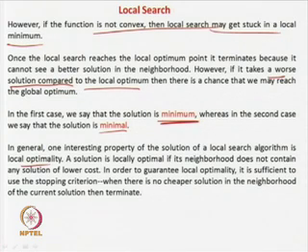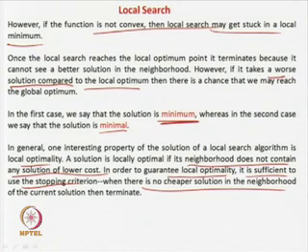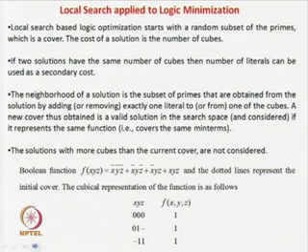A solution is locally optimal if its neighborhood does not contain a solution of lower cost. In order to guarantee local optimality, it is sufficient to use the stopping criterion where no cheaper solution exists in the neighborhood. As I told you, there are different types of stopping criteria. One is that you define a neighborhood, and if there is no better solution in the neighborhood, then you can stop. So that can be one of the ideas.